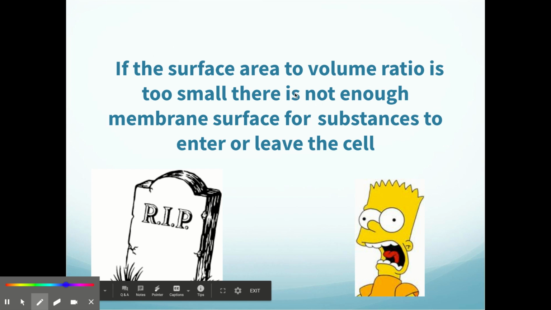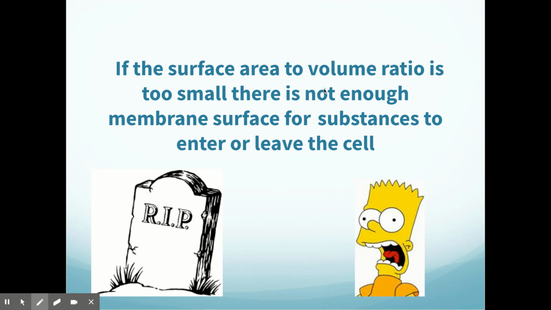If the surface area to volume ratio is too small, basically what happens is the membrane surface is not big enough for substances to enter and leave. With a high surface area, there's more area exposed. So this is essentially what you want. You want a high surface area and you want a low volume. And this is what gives you the ratio that you want for a healthy cell.